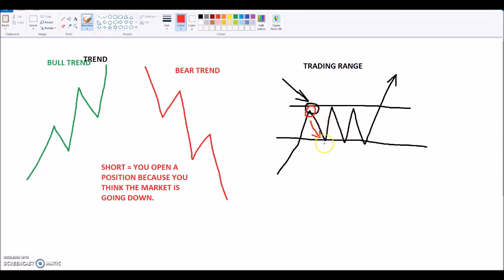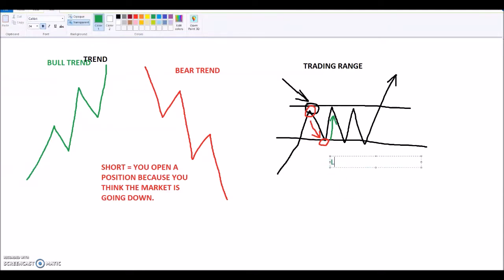They take a short, and then right when it gets around here, they open a position. They think it's gonna go up. So here you're taking a long. Or in other words, you're bullish on the position.